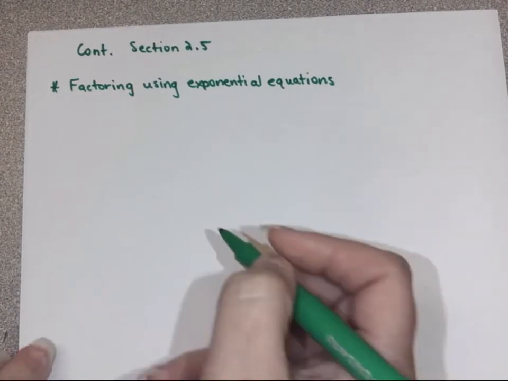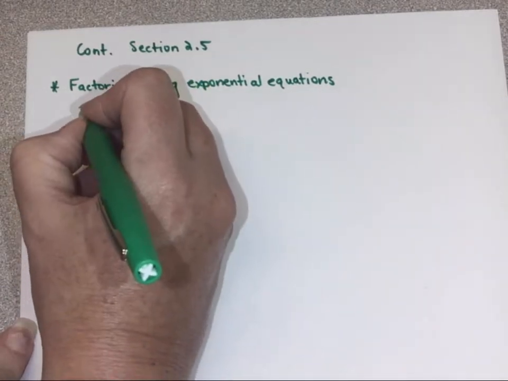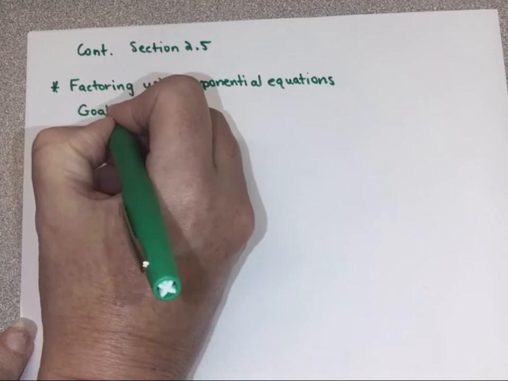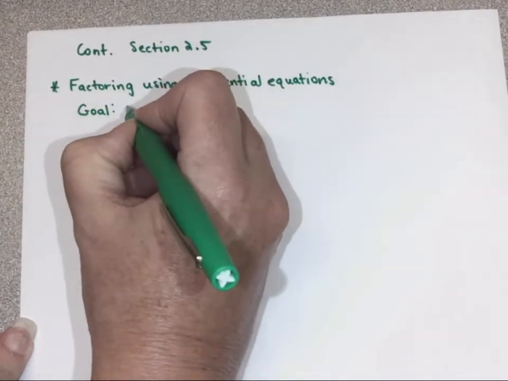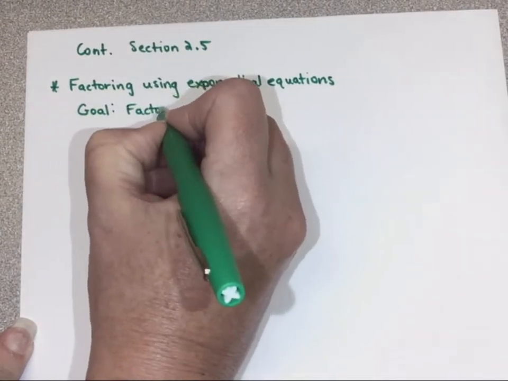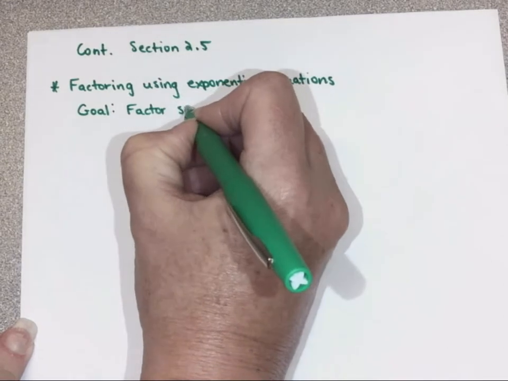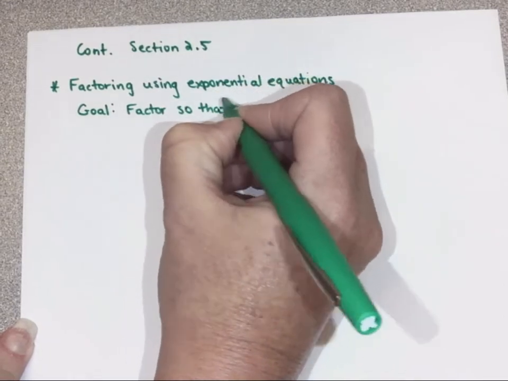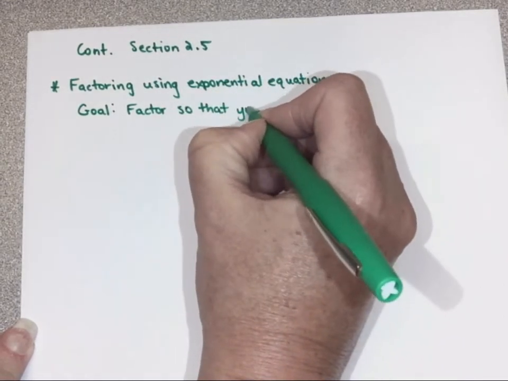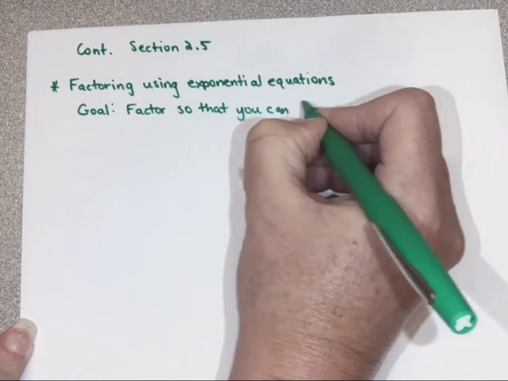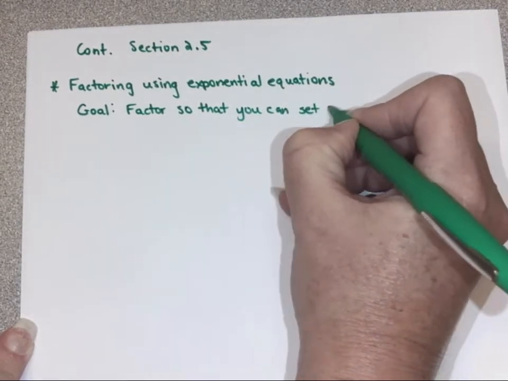Okay, so we've practiced factoring using x squared equations, but we definitely haven't done this semester. So this is your goal when encountering any sort of factoring situation. You want to factor so that you can set each term to 0.